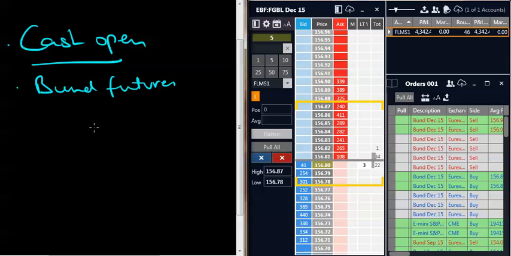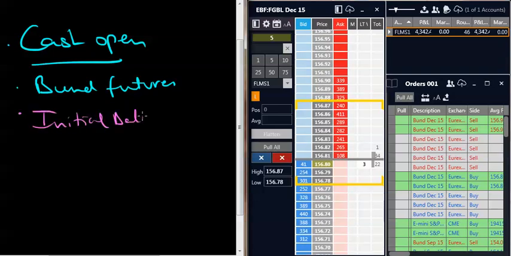We're going to be looking at the cash open on the Bund futures, and specifically a setup where the initial balance is small.